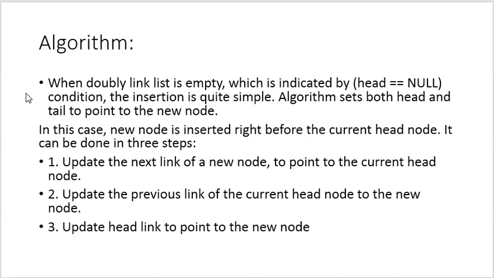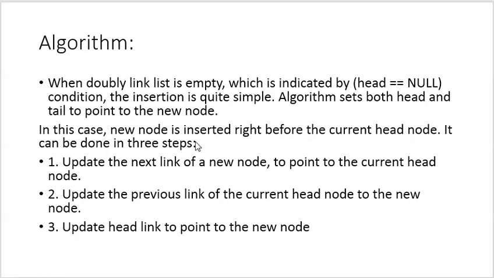If we talk about its algorithm, when the doubly linked list is empty, which is indicated by head equal to null, as we have already studied in the singly linked list, it means the linked list is empty. In the case of a doubly linked list, it is the same. If head is equal to null, the insertion is quite simple. The algorithm sets both head and tail to point to the new node.